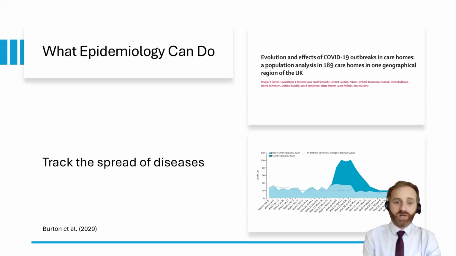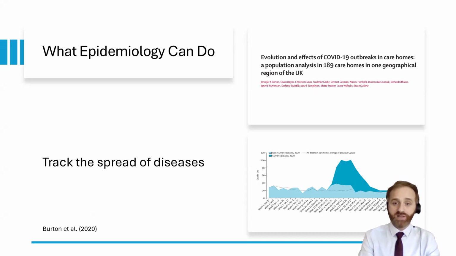This example is about tracking the spread of a disease. For example, in 2020, Burton et al. published this evaluation study to see the effect of COVID-19 outbreaks in care homes in the UK. This included 189 care homes, and they could understand the impact that the outbreak of the coronavirus had on the mortality, or death, of care home residents.